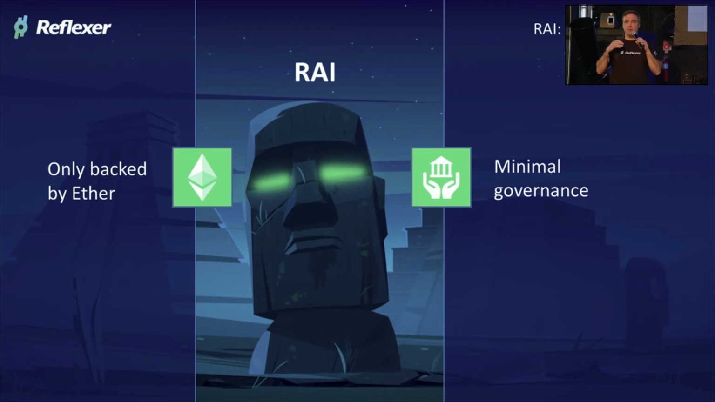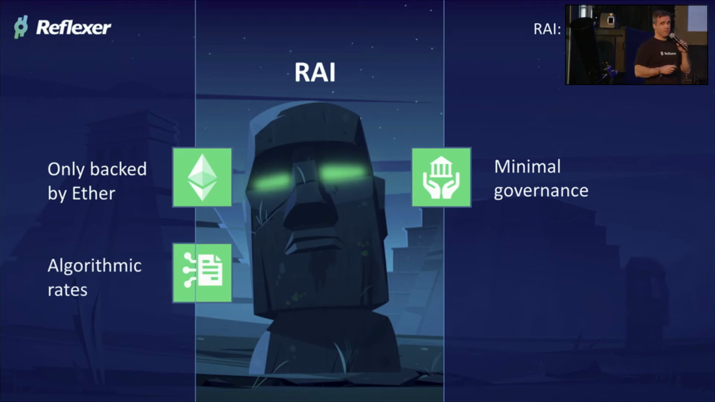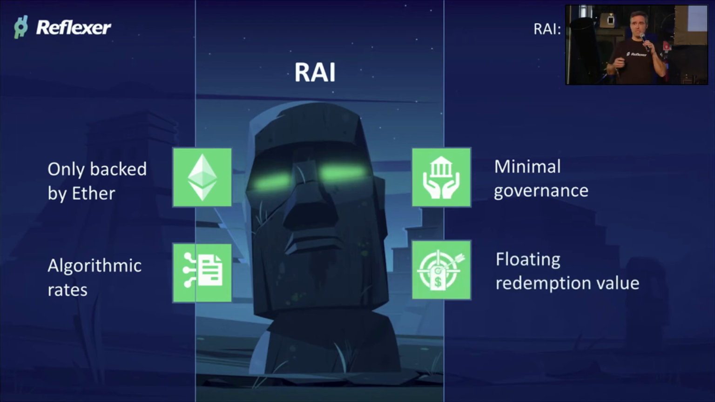Eventually RAI is going to be for you. It's not going to be ours. It's going to be for the community. That's a core value of ours. Algorithmic rates, that's how stability is achieved. I'll explain that more. And because of the algorithmic rates, we end up having a floating redemption value.